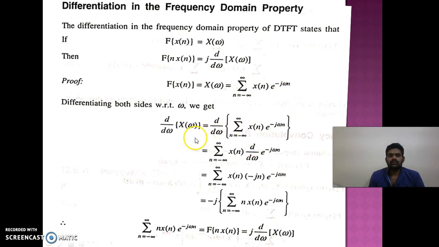Now differentiating on both sides with respect to omega, d by d omega of X of omega is equal to d by d omega of the sigma. So changing the order of summation and differentiation, sigma n equal to minus infinity to plus infinity x of n into d by d omega of e power minus j n omega, which is minus j n into e power minus j n omega. So substituting and rearranging this summation, we will get the statement like this. So this is how we can get the differentiation property in the frequency domain.